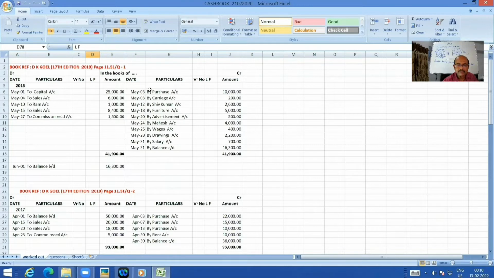Or in a simple way, thumb rule, remember it. All receipts in the cash box come in the debit side. All payments out of cash box come in the credit side. But I suggest you learn in a professional way. Think of the journal entry and learn it. Fine. Next.